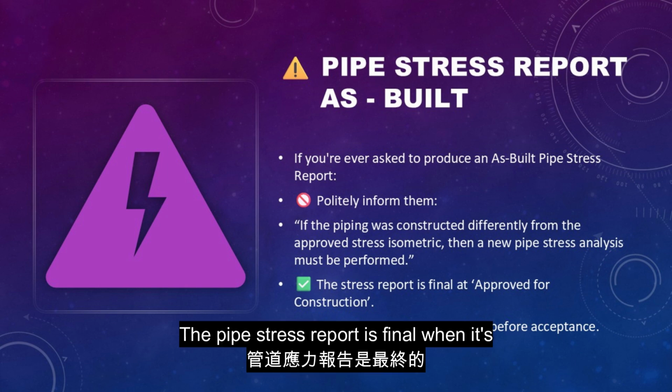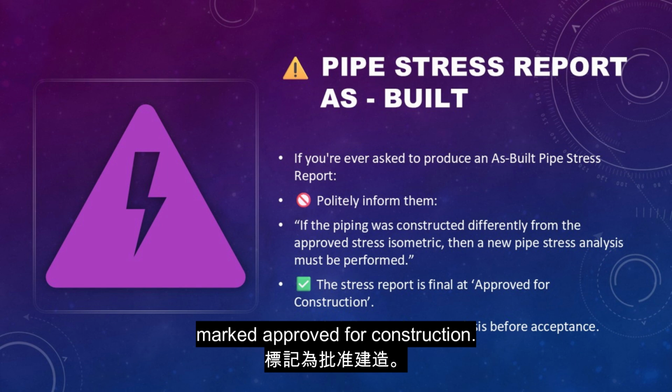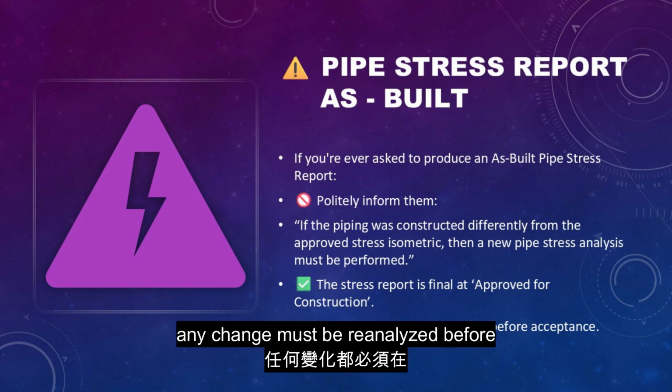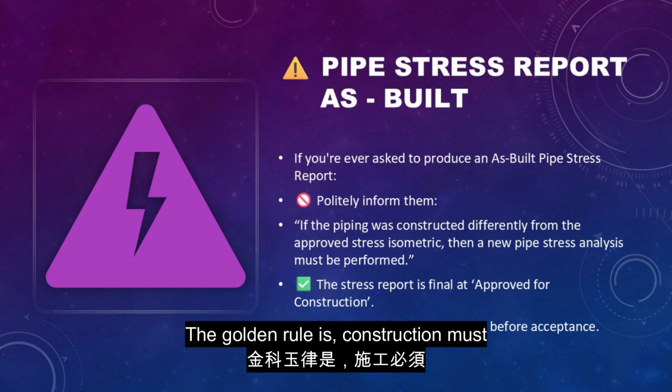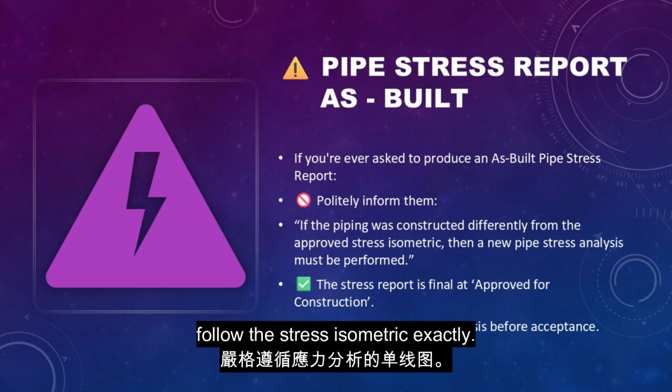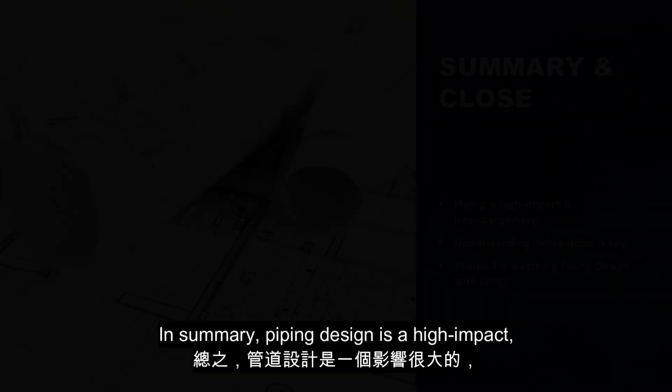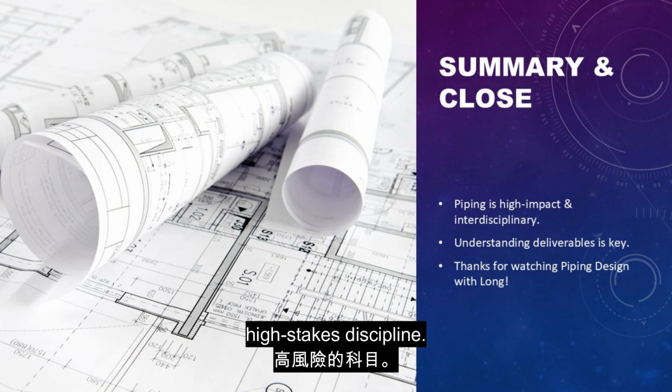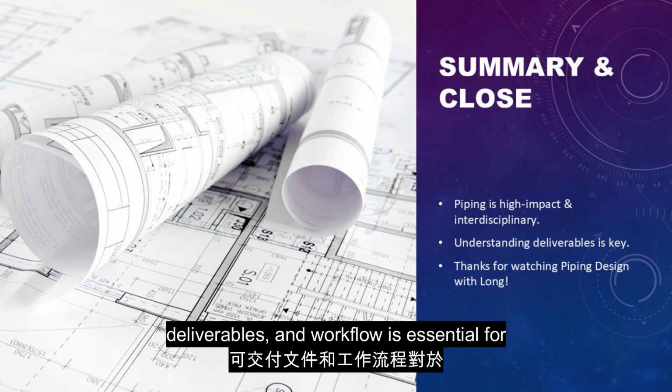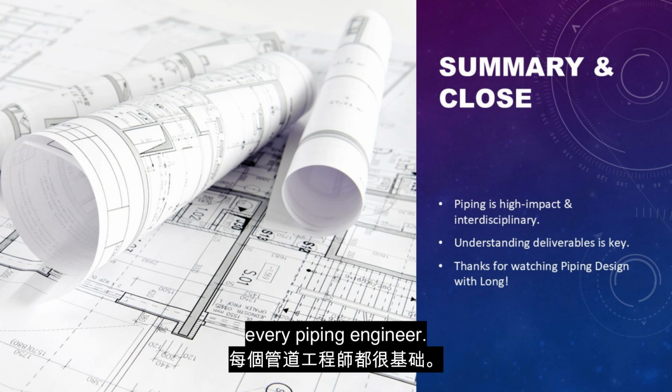The pipe stress report is final when it's marked approved for construction. After that, any change must be reanalyzed before construction, not after. The golden rule is construction must follow the stress isometric exactly. In summary, piping design is a high-impact, high-stakes discipline. Understanding its scope, deliverables, and workflow is essential for every piping engineer.